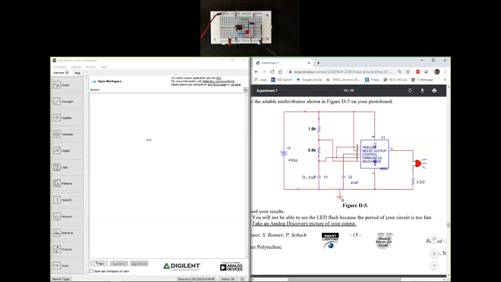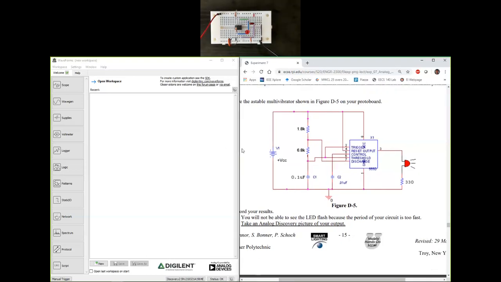And I've already built that actually. So what I'm going to do is relate the circuit diagram to the board, my connections in detail and how they relate to the circuit diagram. So what is VCC? In my figure D5, I have VCC. That's essentially my plus 5 volt supply from Analog Discovery. That's the top rail here. The bottom rail is being used for ground, indicated by the black wire.